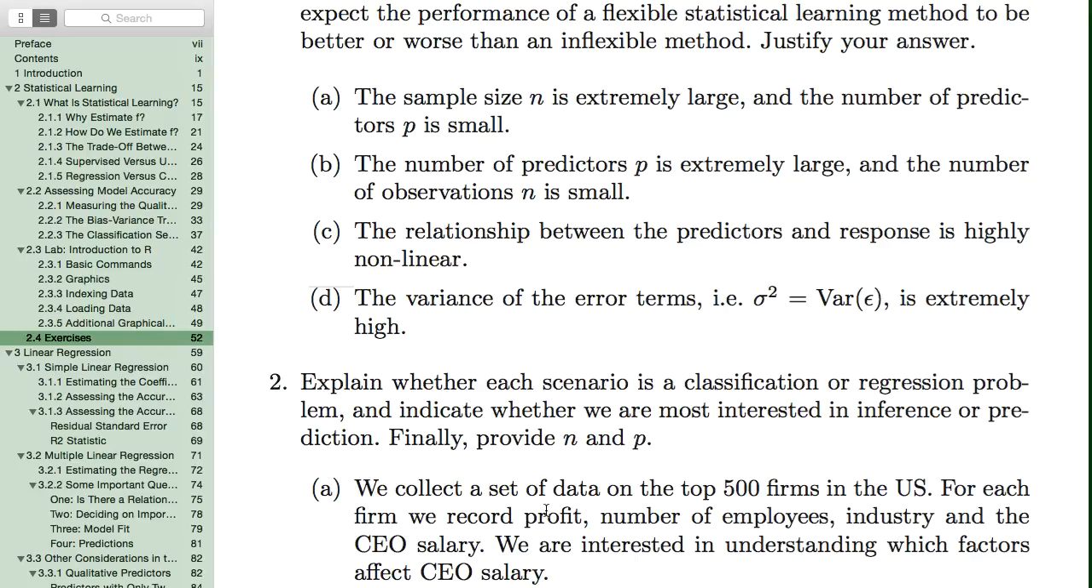And so we also want to know, are we interested in inference or prediction? Okay, so it says we're interested in understanding. So this is a key that we care about the machinery. We're interested in understanding which factors affect CEO salary. So this suggests that this is an inference problem rather than a prediction problem. We care about what shape this function is going to take. And is it a classification or regression problem? So the CEO salary is naturally numerical, and so it is a regression problem.